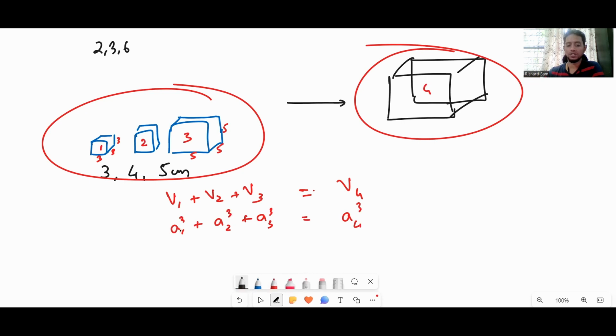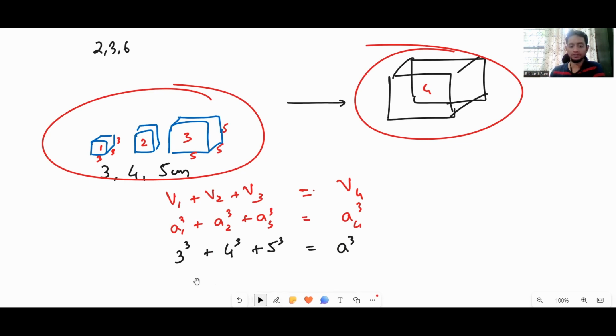You understand these numberings? Now, first cube's side is 3. So, 3 cube plus 4 cube plus 5 cube is equal to this A, we don't know, A cube. Did you understand? So, solve this, you'll get your A cube.